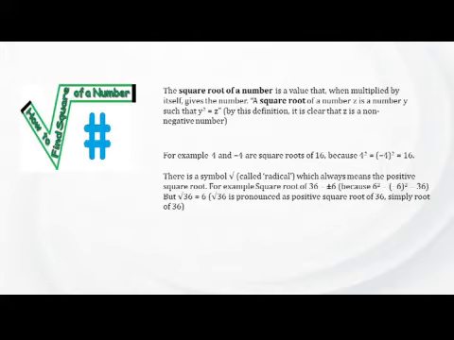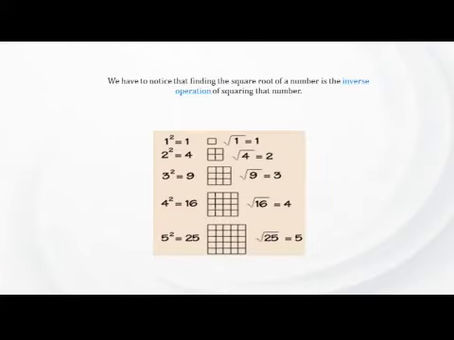For example, the square roots of 36 are plus or minus 6 because 6 squared is equivalent to minus 6 the whole squared, that is equivalent to 36. But square root of 36 equivalent to 6 is pronounced as positive square root of 36, simply root of 36. We have to notice that finding the square root of a number is the inverse operation of squaring that number.